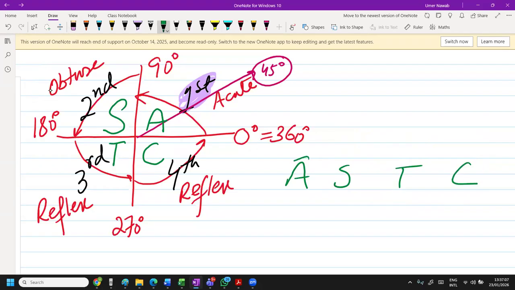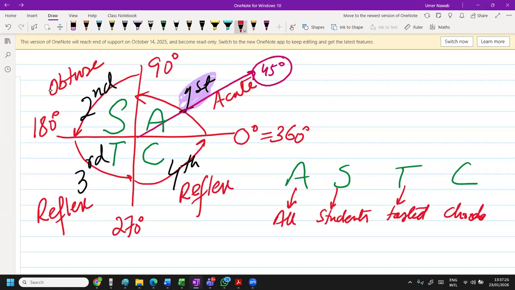Some people say "all people are using STC," a famous telecommunication brand in Saudi Arabia. Or you can say "all students tasted chocolate." Any sentence which can help you to learn ASTC works.